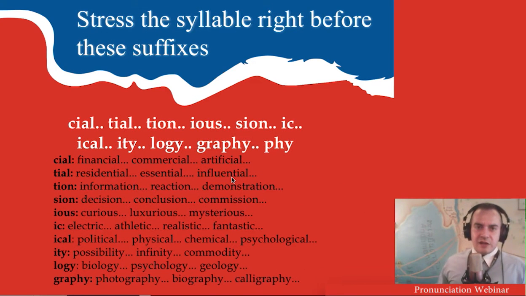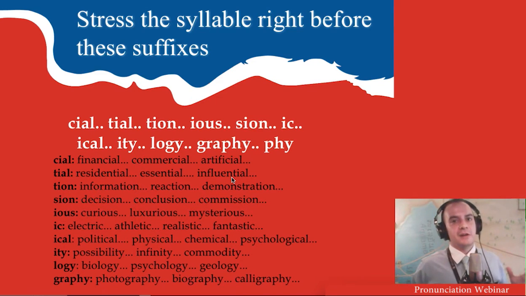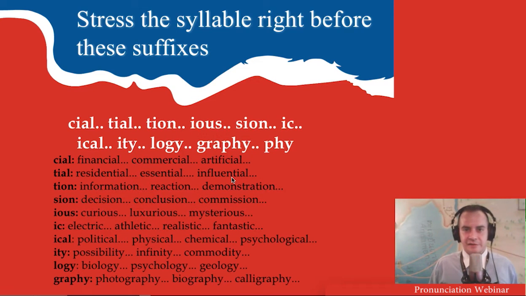But then we get into the three and more syllable words. These get a little more difficult. I'll show you some rules that will help you determine where to put the stress in these longer words. For words that end with a suffix, we usually stress right in front of the suffix. There are a long list of these suffixes. Listen to the examples. Notice how the syllable stress falls right in front of the suffix. Financial, residential, information, right in front of the suffix.